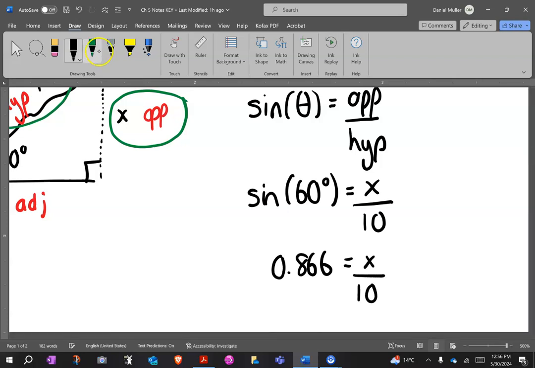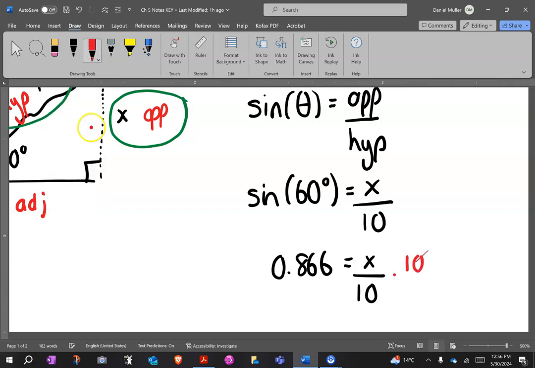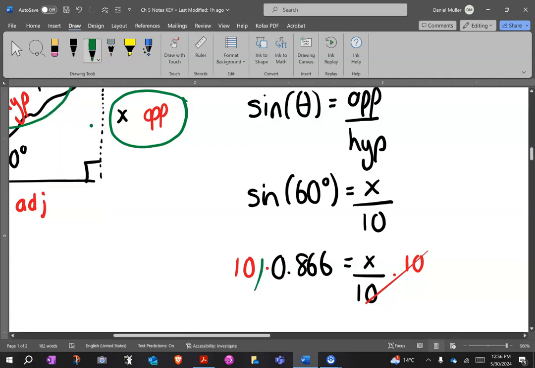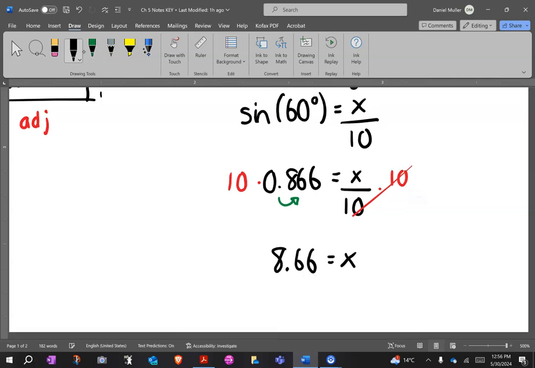Now I've got to get this x alone. So I'm going to multiply by 10 to get rid of that 10, and multiply by 10 on this side too. And when you multiply by 10, all you need to do is move the decimal place over once, since 10 has one zero. So it looks like our answer is, instead of 0.866, I move it over to 8.66 equals x.